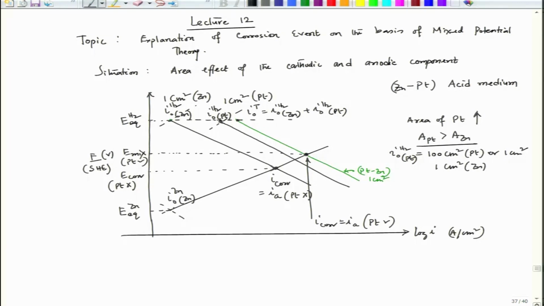So, then if we try to see the effect of that area change over this E versus small I plot, that means the current density plot, it will not be able to express it properly. So, then what would we like to do, or what should we do? Now, let us see what happens if we consider the Tafel equation.